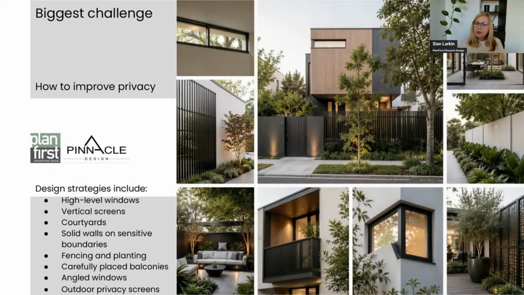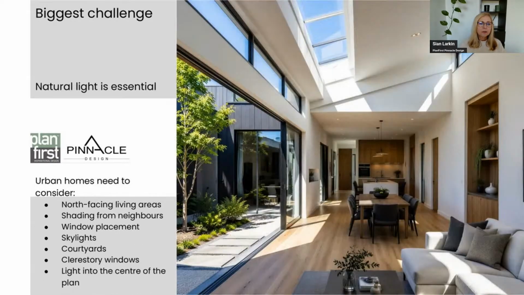Outdoor privacy screens, as you see at the bottom right-hand side, are another way. There are lots of different ways that one can look at privacy and solve those challenges. Roof lights are another one, but again, it depends on who's next door to you and who can look into that roof light. But it is a good way of getting light in.